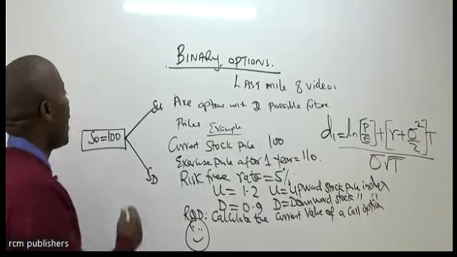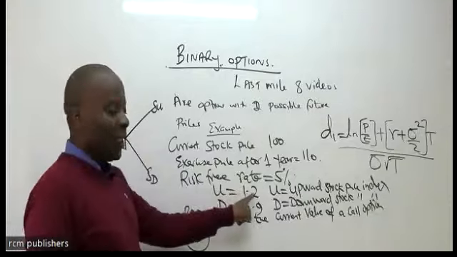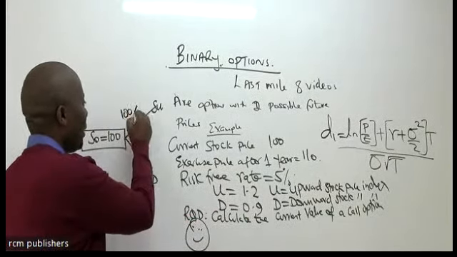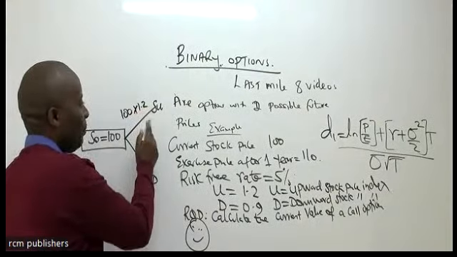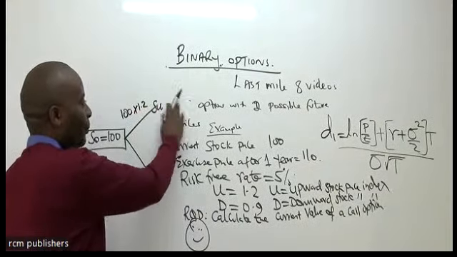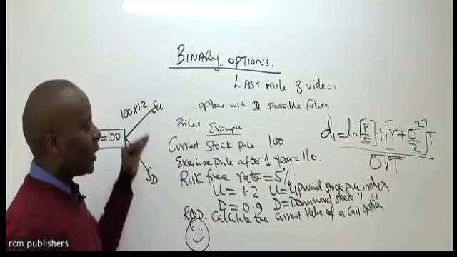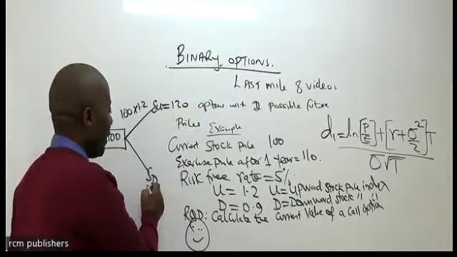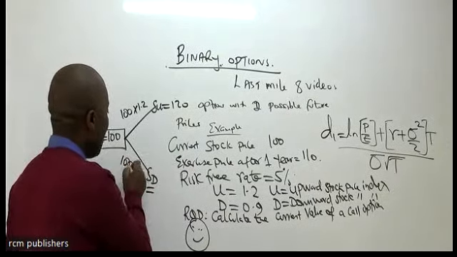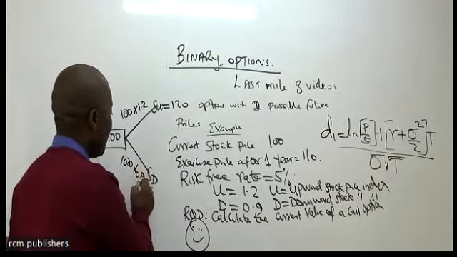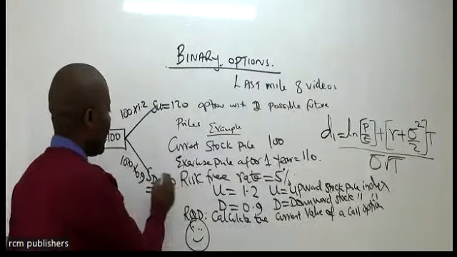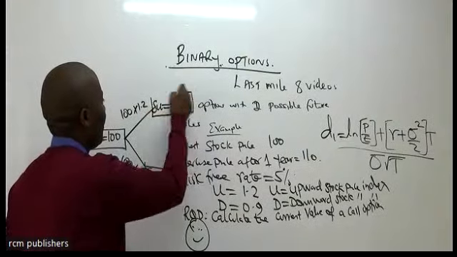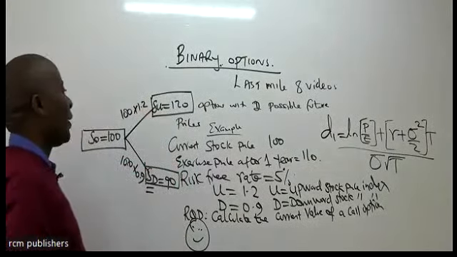So, ladies and gentlemen, for S upward, they have given us the upward index. You take the index and multiply it with this, so it will be 100 times 1.2. So the stock price, if things are looking north, will be 120. And then we have S down. This one will be 100 times 0.9, which gives me 90. We have to put these in boxes, like that.